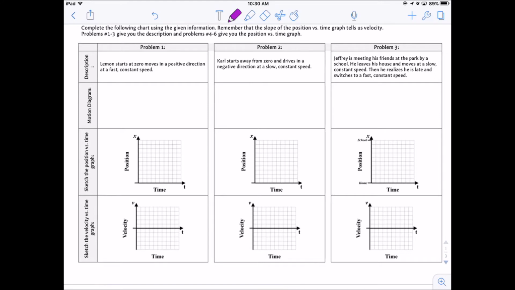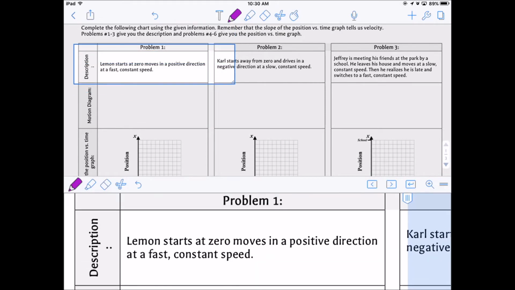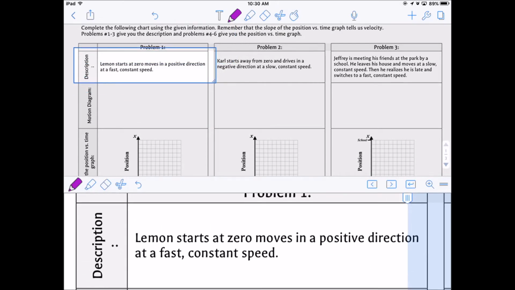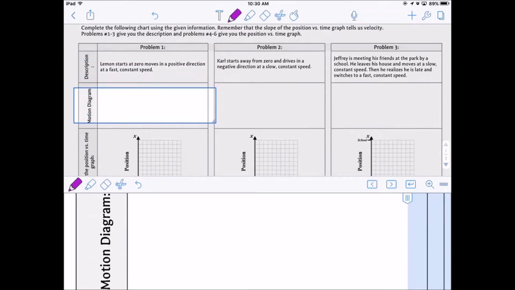So I'm going to zoom in here. There we go. Okay, so here we're going to start. Lemon starts at 0 and moves in a positive direction at a fast constant speed. We've got the description here. We need to draw a motion diagram and a position versus time graph and a velocity versus time graph.